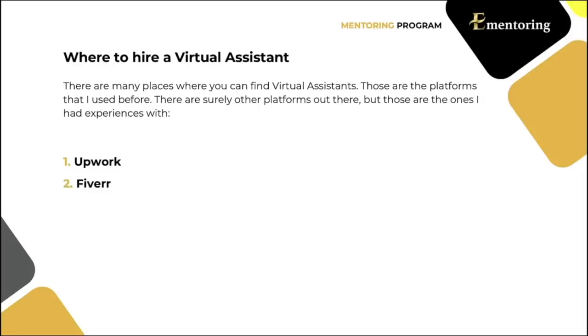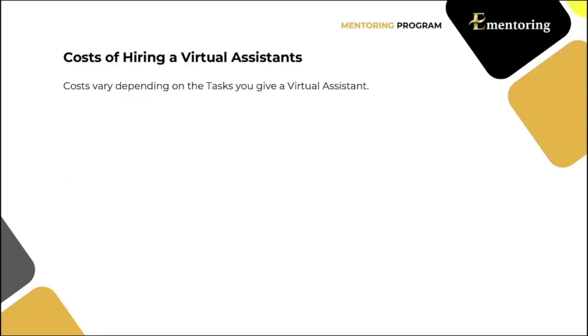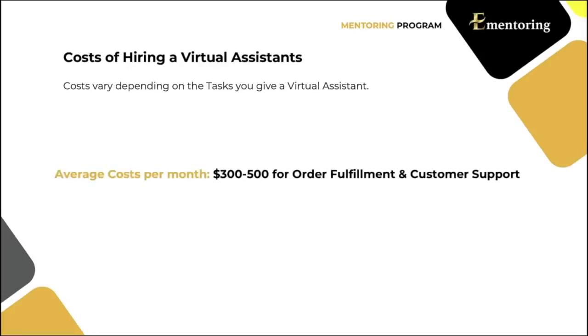And the second one is going to be Fiverr. There it's really easy to find people. You can also see their past work there and also see their reviews. The costs of hiring a virtual assistant depend on how much time you demand from them. But if you want them to work full time for you, do the whole stuff, you can expect average costs between $300 and $500 per month for order fulfillment and customer support and some extra tasks.